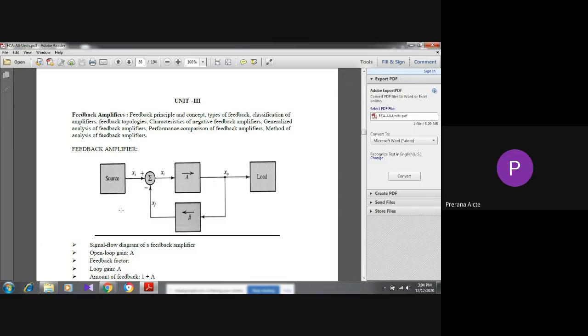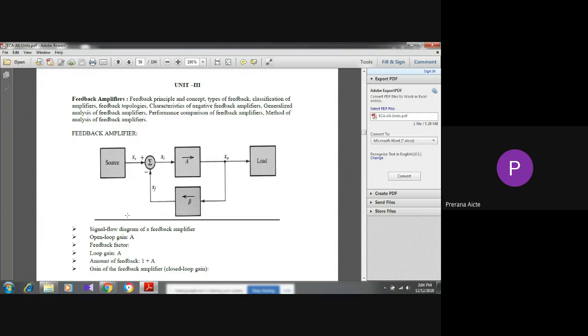Now, the difference between these two feedbacks. First of all, see this block diagram. This is the source block or input block, and this is the amplifier, the basic amplifier. This is the output part, and this is the feedback network. These are the elements in a feedback amplifier. Now the source provides the input signal to the amplifier. This is the mixer symbol. It compares the source signal and the feedback signal and generates the input signal to the amplifier.